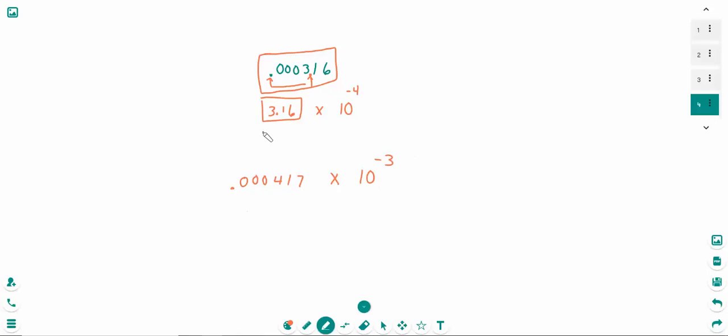Okay, now this is a good one. At first glance, you might say, wait a minute, that's already in scientific notation. Well, it's a little deceiving because it does look like it is in scientific notation, but it's not. Look at it for a minute. You can even pause the video and ponder it a little bit. Why is this not in scientific notation? Can you tell me? Think about what we've learned.